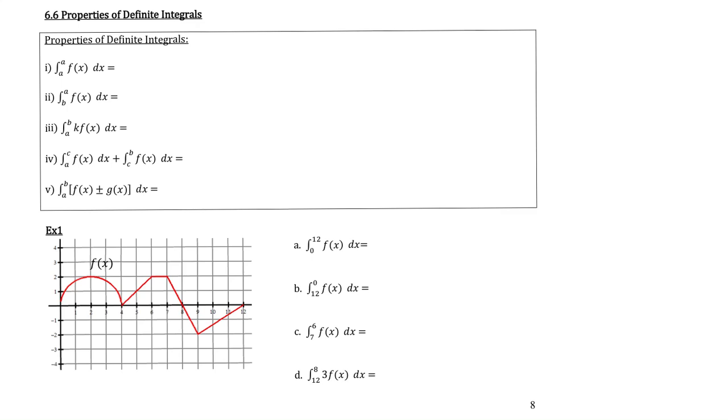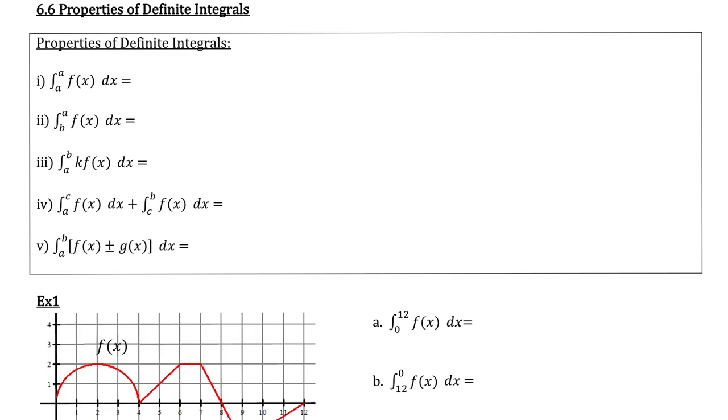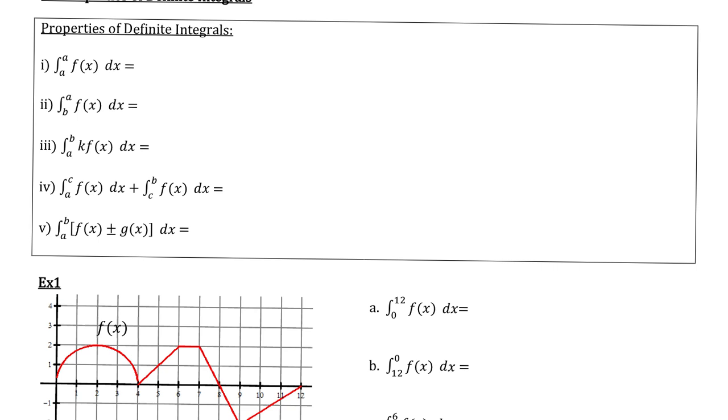Okay, 6.6 is properties of definite integrals. We'll go over the properties and then we'll apply them. So the first property: if you're taking the integral from a to a of f of x dx, since the area from where you started to where you ended is the same, this is going to be 0.